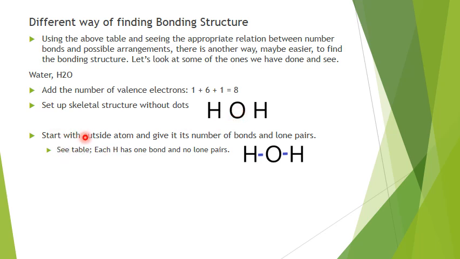And then what you do is you're going to start with the outside atom. So we're going to go to the table, find hydrogen, and give it how many bonds and lone pairs it has, and then we're going to put that here. And we got that. So we just did that. So you start with the outside atoms first.